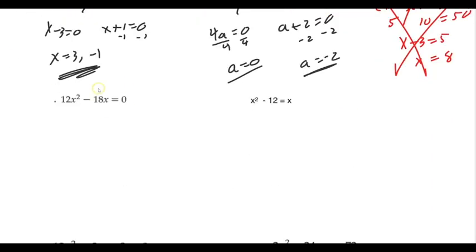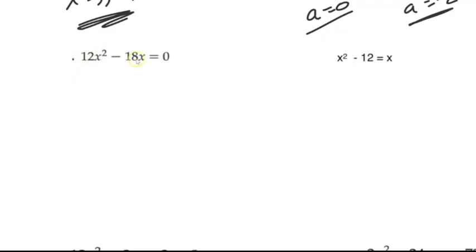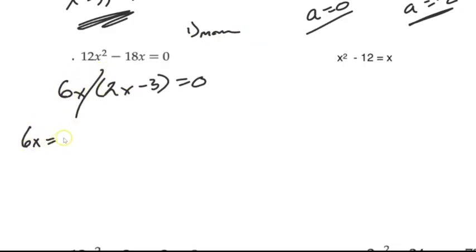Moving on. This one's not factored for us. It is set equal to 0 though. All we've got to do is factor this. Don't overthink it. There's only 2 things here and it's not a difference of 2 squares. Remember step 1. Factor out the monomial. These both have a 6x in common. Let's factor. You split it. 6x = 0. Divide by 6. x = 0. That's a fine answer.